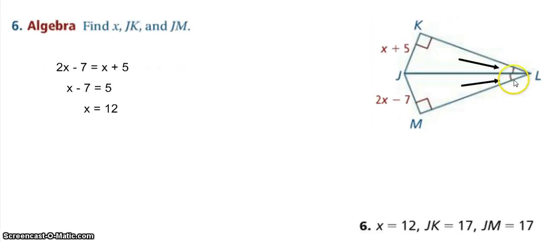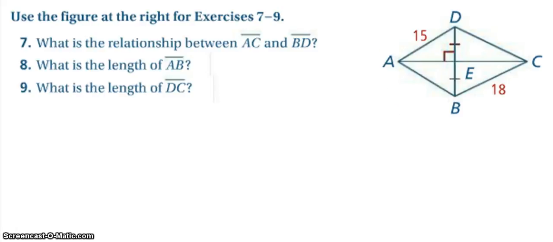So I see that these two angles are congruent to each other, so that tells me that JL is an angle bisector, and since these segments are perpendicular, I know that x plus 5 will be equal to 2x minus 7. Set them equal, use algebra to solve, and find that x is 12. When I plug it back in to both of these, I find that both of their lengths are 17. I am quickly running out of time, so please pause the video, try 7, 8, and 9, and then come back to get the answers for all of those.